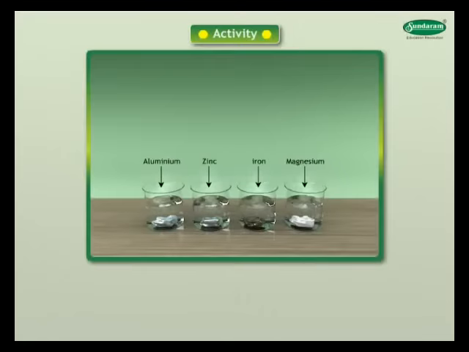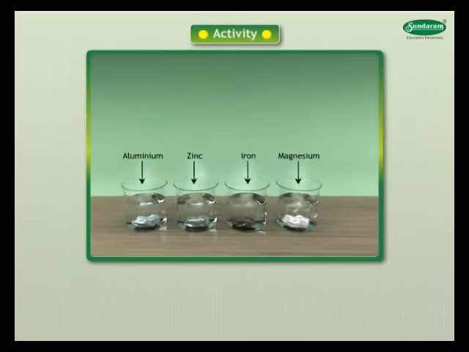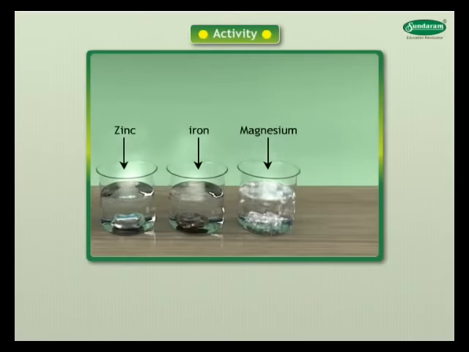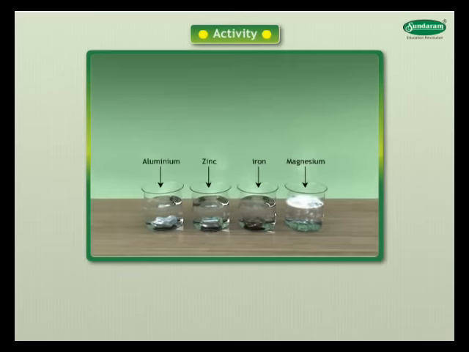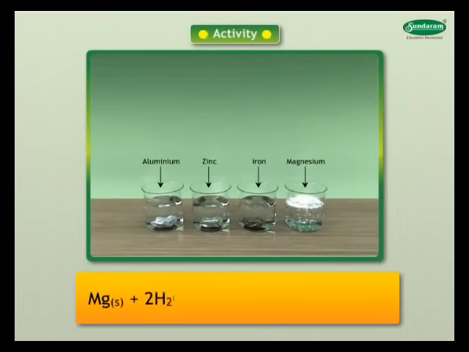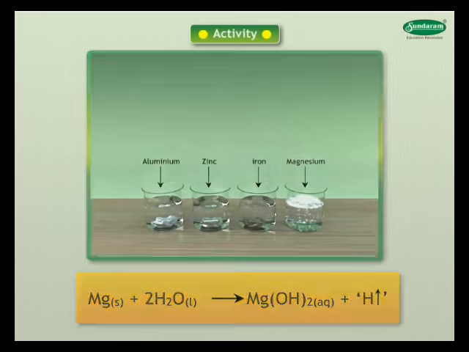Put the metals that did not react with cold water in beakers half filled with hot water. Note your observations. Magnesium reacts with hot water to form magnesium hydroxide and hydrogen. Magnesium also starts floating since the bubbles of hydrogen gas stick to its surface. Write the equation for this reaction. Mg solid plus 2H2O liquid gives Mg(OH)2 aqueous plus hydrogen gas.